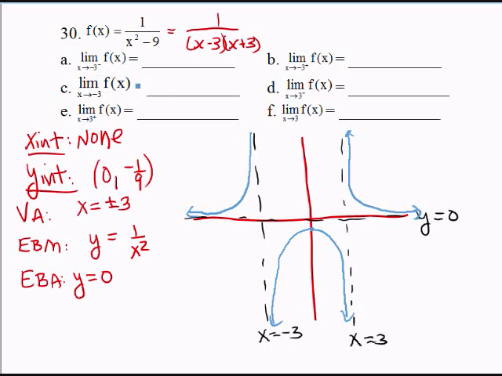X approaches negative 3 from the left-hand side. Negative 3 from the left-hand side is going up towards infinity. Negative 3 from the right-hand side, my function value is going down towards negative infinity. As x approaches negative 3, again, the limit values do not agree on the left and right-hand side, so my limit doesn't exist.